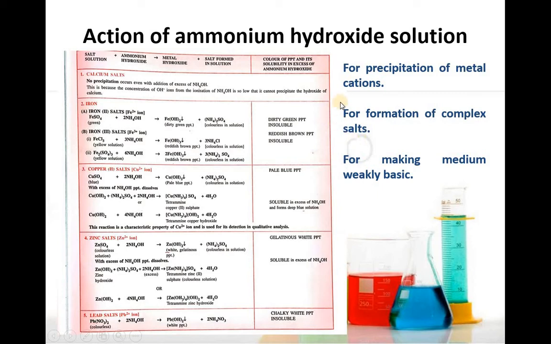Complex salt means you will be getting something soluble over here. So here you are getting the complex salt. See this one: tetramine copper sulfate, tetramine copper hydroxide, these are all complex salts. And for making the medium weakly basic, here it is not given. You might have seen there are several reactions when the reaction is carried out in basic medium.